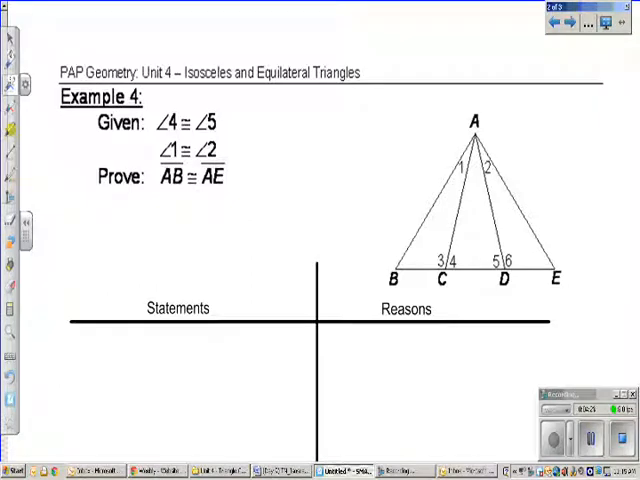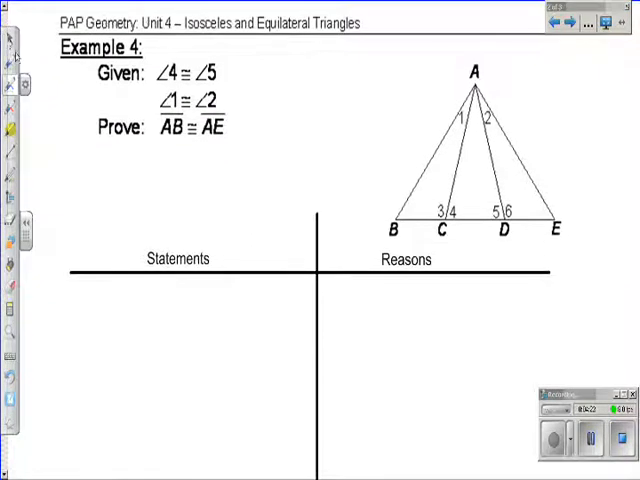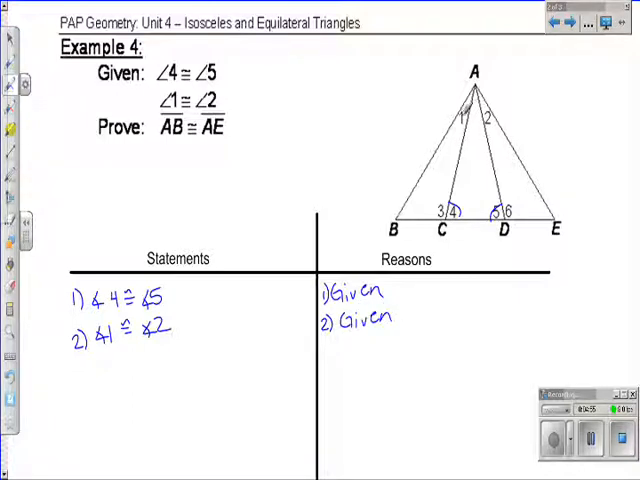From here, we're going to look at a proof. On this proof, they told us that angle 4 is congruent to angle 5. So I'm going to go ahead and write that down. Angle 4 is congruent to angle 5 by given, and then I'm going to mark the picture. From there, we also know that angle 1 is congruent to angle 2. And again, that was given.